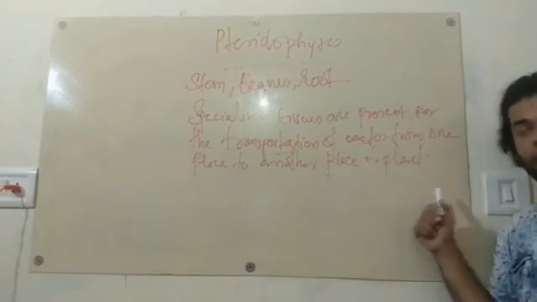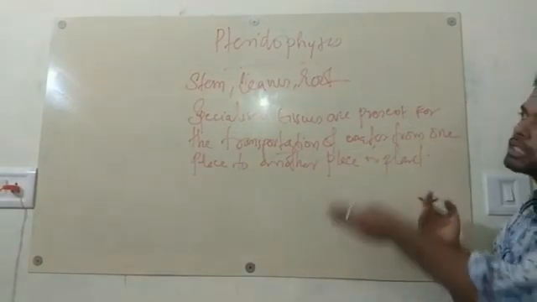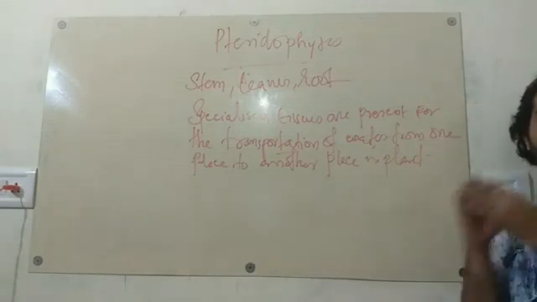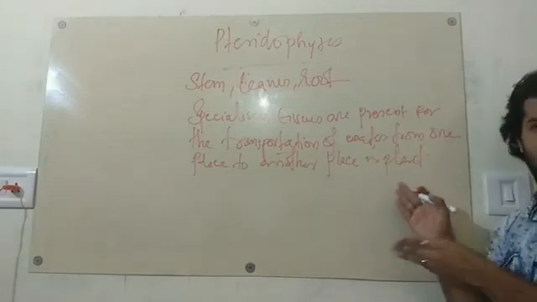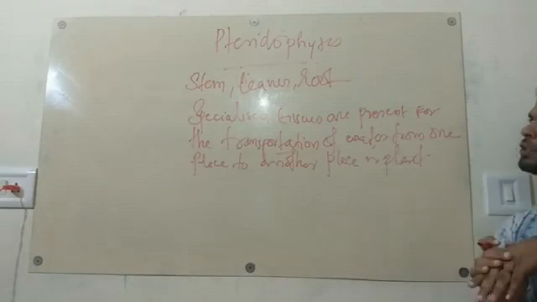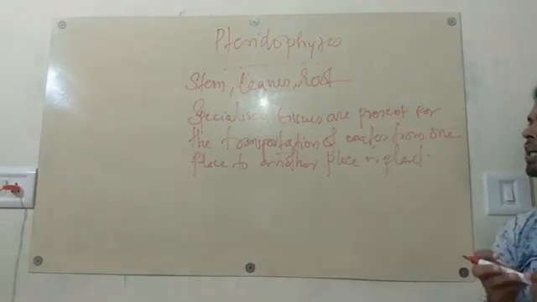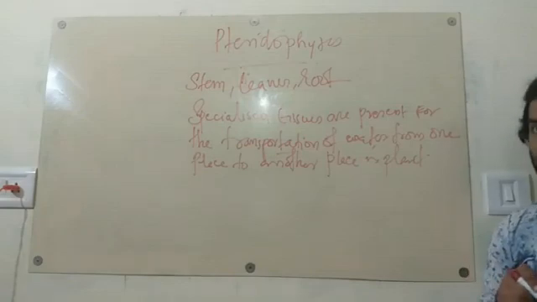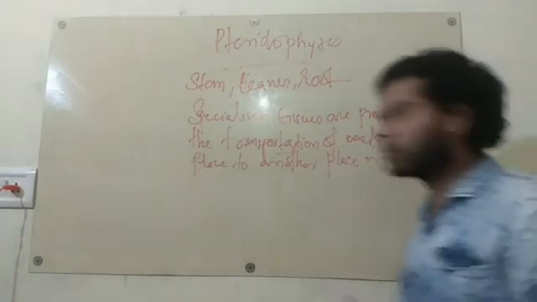This point should be clearly stated, because just the opposite of this is the bryophyte. So that's why it is specially indicated. So it has stem, leaves and root, and specialized tissues are present for the transportation of water from one place to another. Some examples are Marsilea, ferns and horsetails.